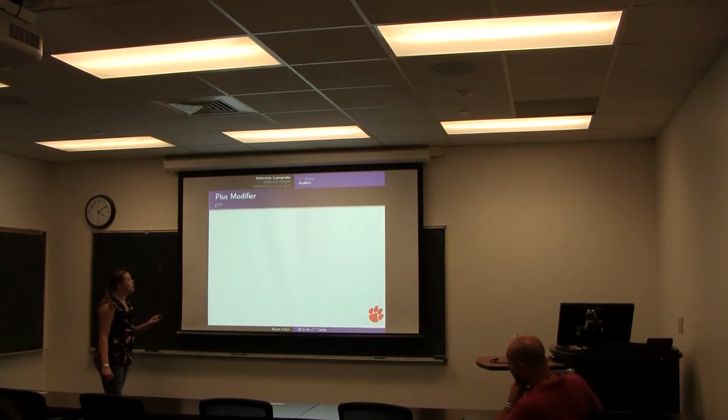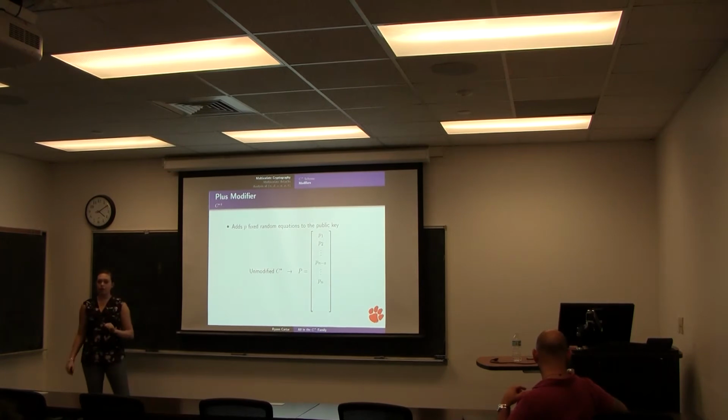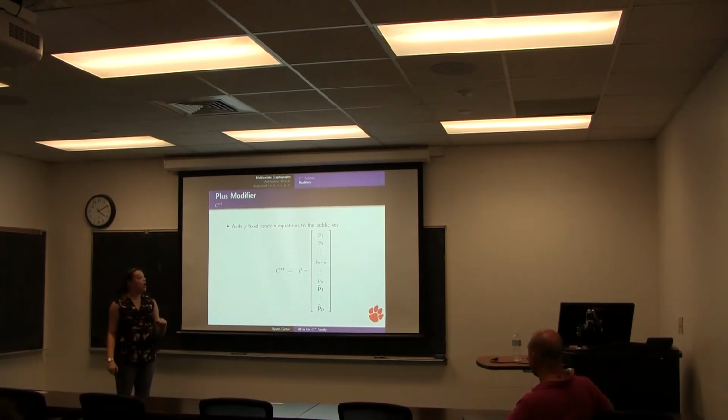We also have a plus modifier. What this does is add p fixed random equations to the public key. So if before I had some public key, and I said, all right, these are all of the equations that I found by composing T, F, and U, then what I'm going to do is come up with p more equations and just append those on the end. When I say random, I mean random in the sense that I'm just grabbing them and sticking them on there. But then once I have them published, they stay the same, so they're not changing every time. So they're fixed random.